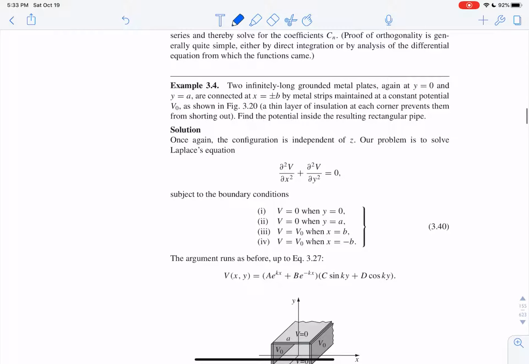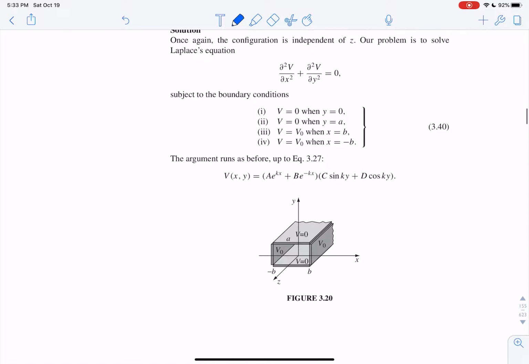Okay, and then we got another example here, 3.24. Instead of one end being open forever, it's boxed off, and just a different set of boundary conditions.